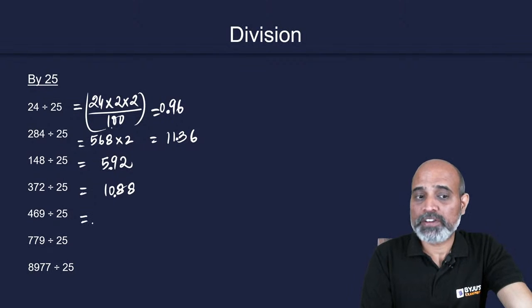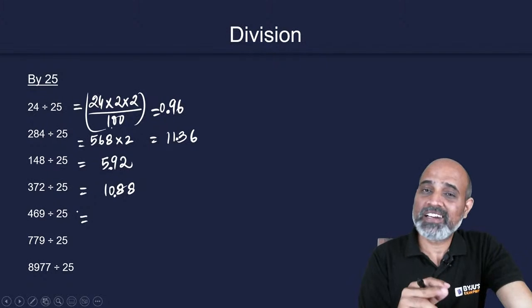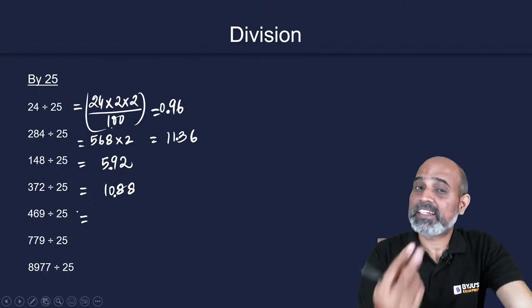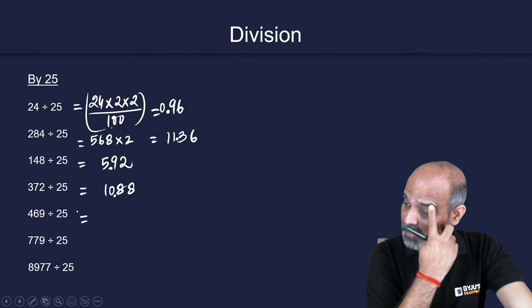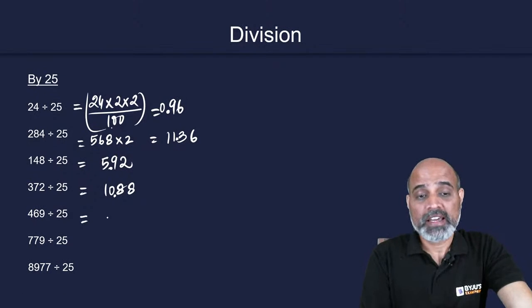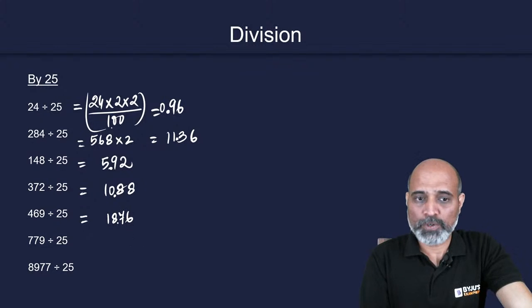469 divided by 25. Double of 469 is going to be 938. 938 ka double is going to be 1876, and put a point here.